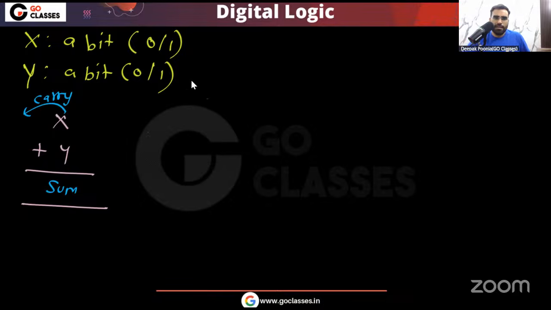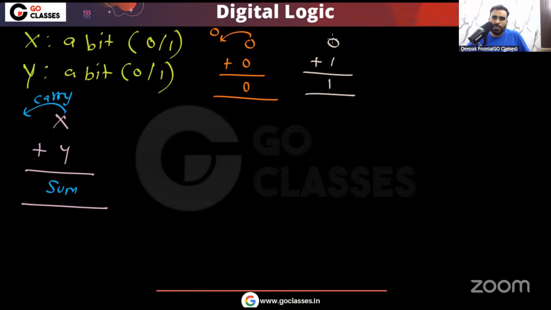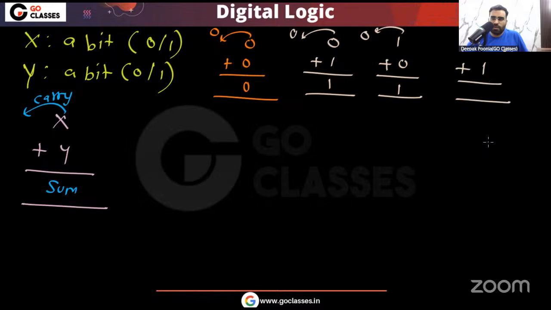So here, let's see what happens when we do 0 plus 0. When we do 0 plus 0, then sum is 0 and the carry is also 0, correct? And what happens when we do 0 plus 1? Then sum will be 1 and there is no carry, the carry will be 0. When we do 1 plus 0, sum will be 1 and there is no carry, I can say carry is 0. 1 plus 1. If you think in terms of decimal, then you can see 1 plus 1 is basically 2 in decimal.